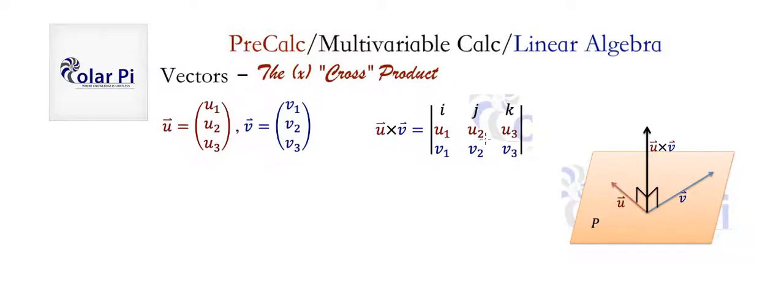You take the determinant of this 3 by 3, and I'm indicating that we're doing the determinant by these vertical bars, in case you're not familiar with matrices or determinants. You have to do this 3 by 3 determinant to get the cross product between u and v. And again, once you're done, what you get is a vector that is perpendicular both to u and to v.